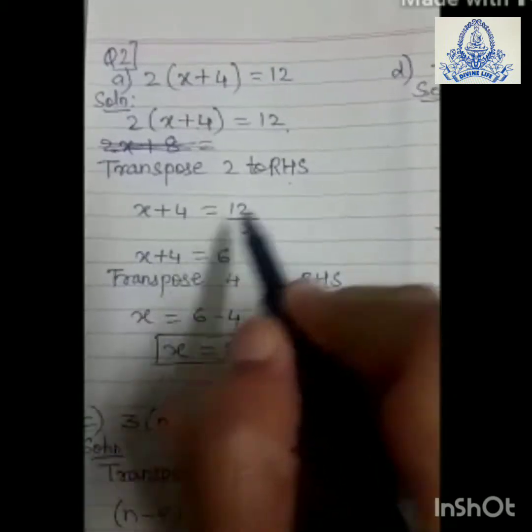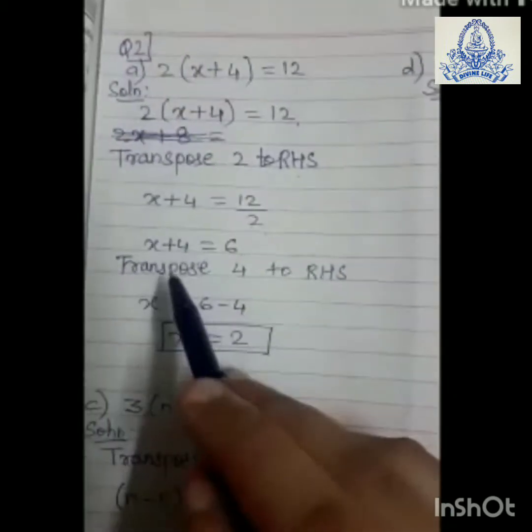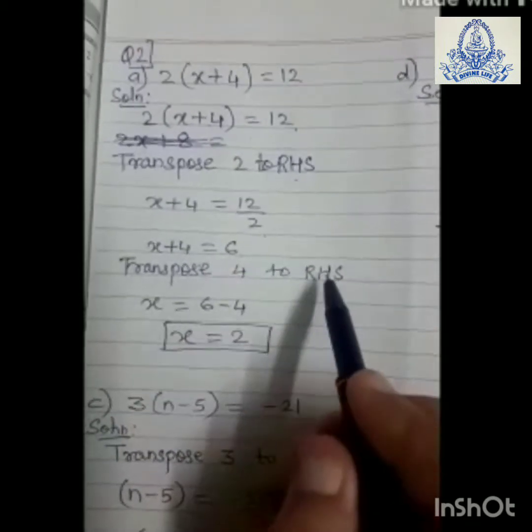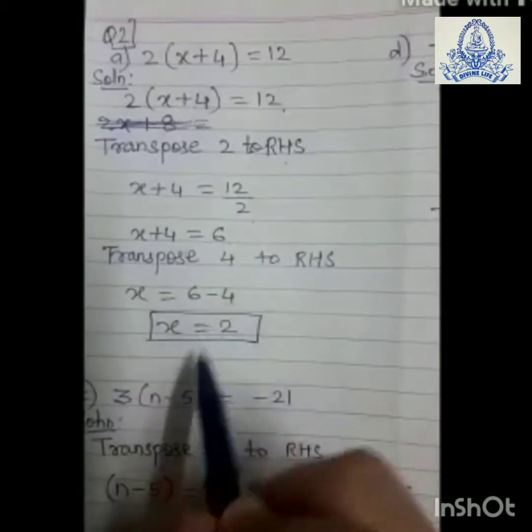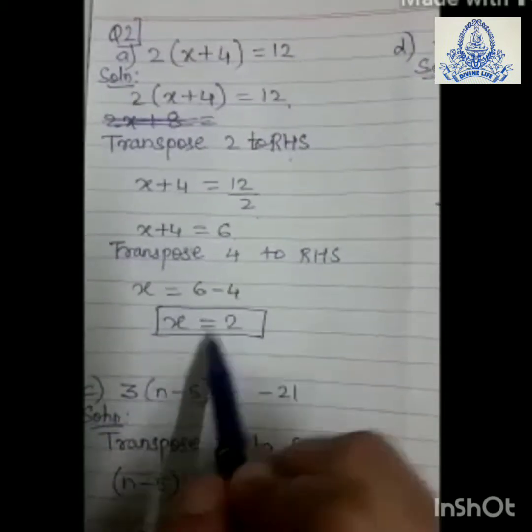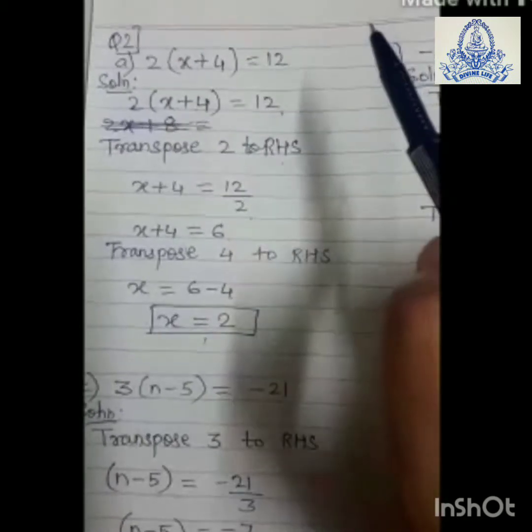So 12 upon 2 is 6, x plus 4 is equal to 6, right? So now this 4 we have to transpose to RHS. Transpose 4 to RHS. x is equal to 6 minus 4, x is equal to 2. You can put the value and see whether LHS is equal to RHS or not. See one more example.